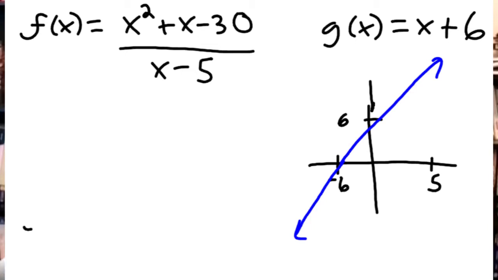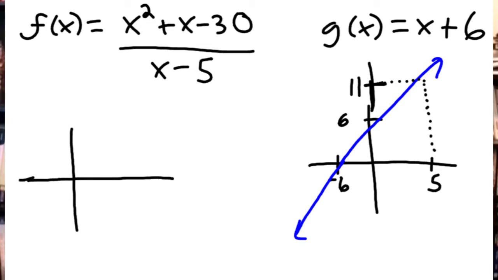And we kind of know what that graph looks like. Now the graph of f of x, well, let's show that at 5, the function is 11. Now the graph of the other function, it may not be so clear. So let's look at the graph of f of x. Now remember, f of x is the same as g of x, except where x is 5. So it also has a y-intercept of 6 and an x-intercept of negative 6. And we'll also look at when x is 5.